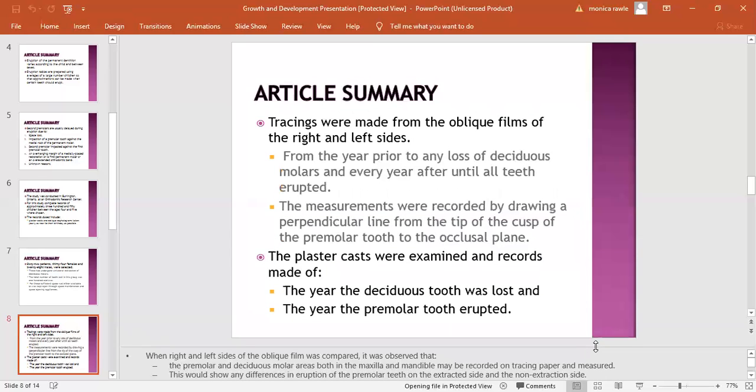So the plaster casts were examined and records made of the year the deciduous tooth was lost and the year the premolar tooth erupted.